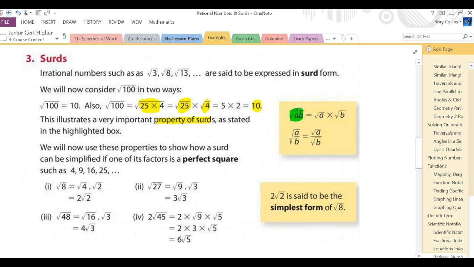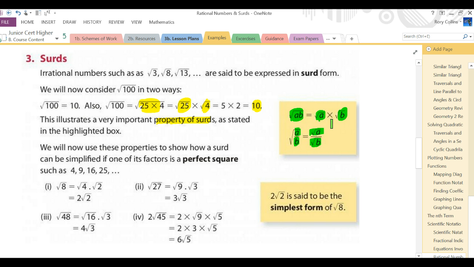Square root of a by b is the same as the square root of a multiplied by the square root of b, and also the square root of a over b is the same as the square root of a over the square root of b.